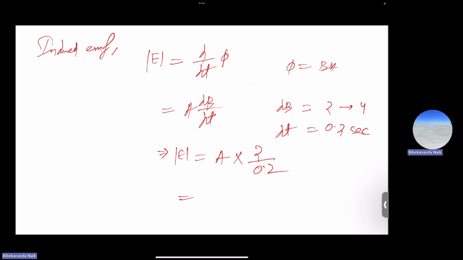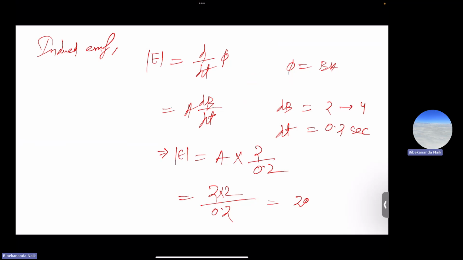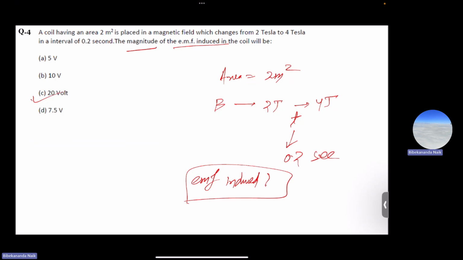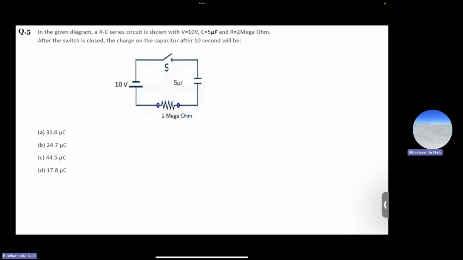Again the area is 2 meter square, so 2 into 2 divided by 0.2, so it is 20 volts. So the correct option is option C, 20 volt. It was a pretty straightforward question. Now we move to question number 5, which says in the given diagram a RC series circuit is shown.